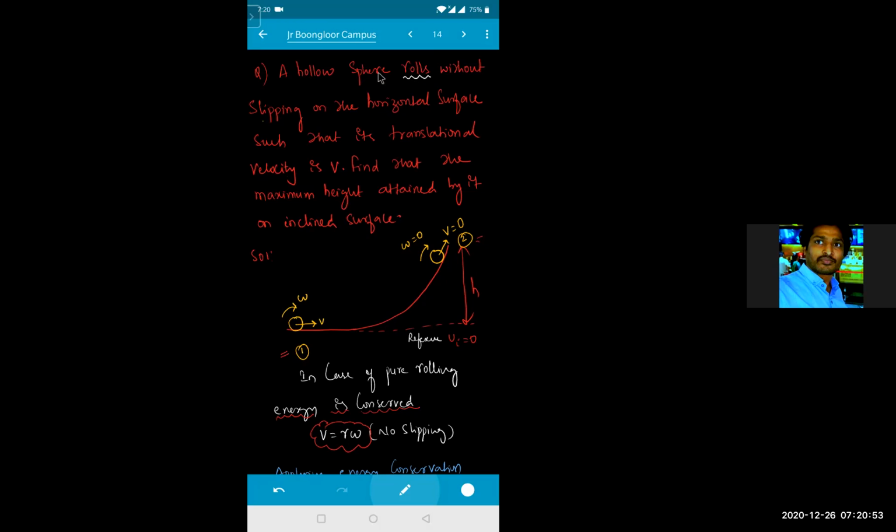A hollow sphere rolls without slipping on a horizontal surface such that its translational velocity is given as V. Now find the maximum height attained by it on the inclined surface. From this horizontal surface, the body is moving like this and rises to a certain height. This is your reference. At the reference, the potential energy is 0. When you go from a certain height to the ground, it has potential energy.